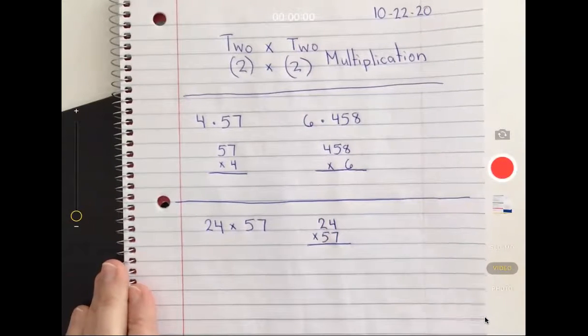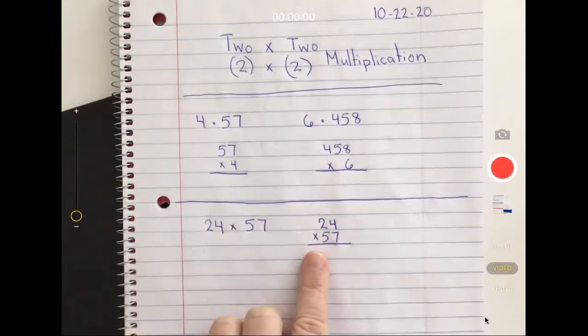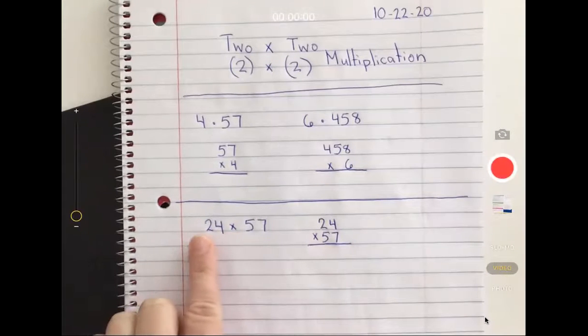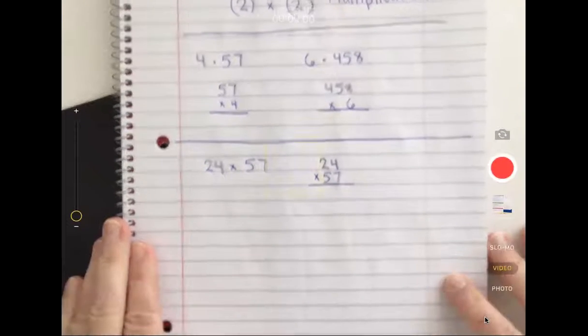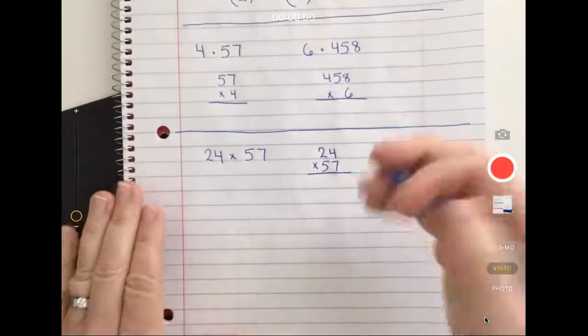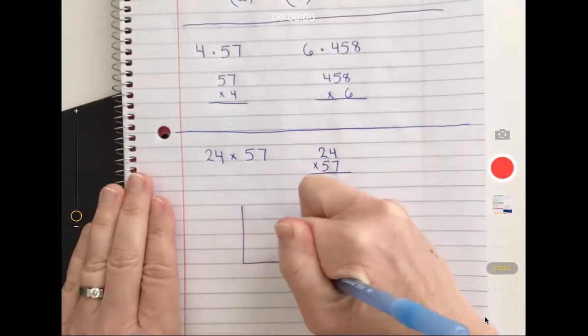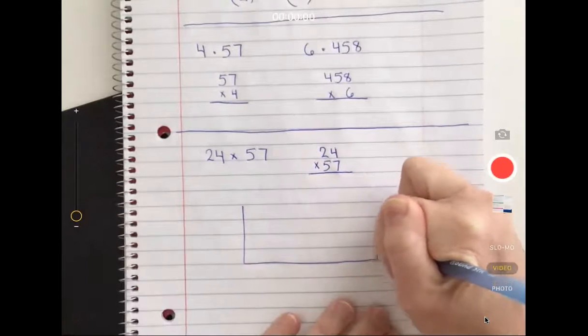Now, just like when we were learning these types, we will get to this shortcut method, but we're not ready for that yet. We're going to start with our area models. Let's do it. This time, being that it's a 2 by 2, I'm going to make sure that my rectangle is larger, meaning thicker. Okay?